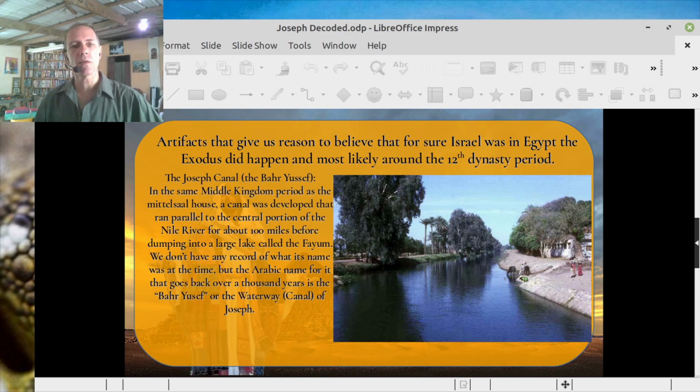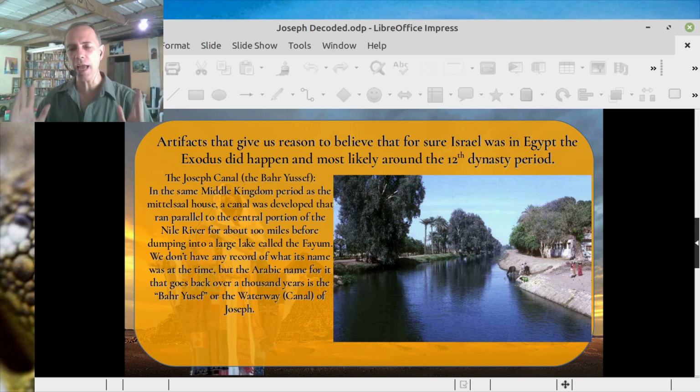And let's continue. The Joseph Canal, or the Bahr Yusuf. In the same Middle Kingdom period as the Mittelsaal house, a canal was developed that ran parallel to the central portion of the Nile River for about 100 miles before dumping into a large lake called the Fayum. We don't have any record of what its name was at the time, but the Arabic name for it that goes back over 1,000 years is the Bahr Yusuf, or the Waterway Canal of Joseph.